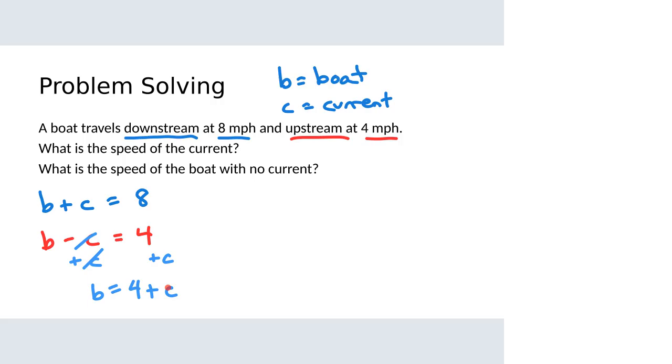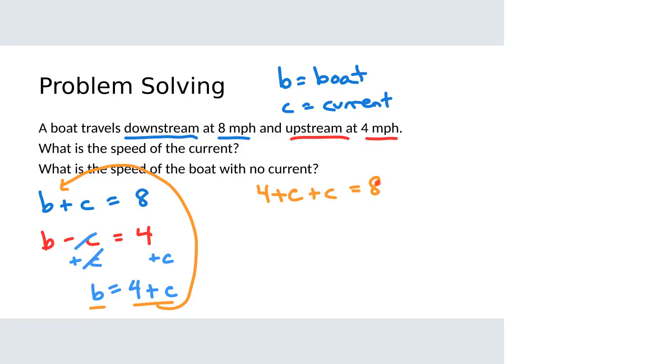Now I'm going to substitute, and this is from a long time ago, but it's really good for us to be reviewing it today, which you'll see in a couple of minutes. We'll revisit this. But B is the same as 4 plus C. So wherever I have a B in the other equation, I can put 4 plus C in there instead. And so I'm going to have 4 plus C, that's where the B was, plus C equals 8.